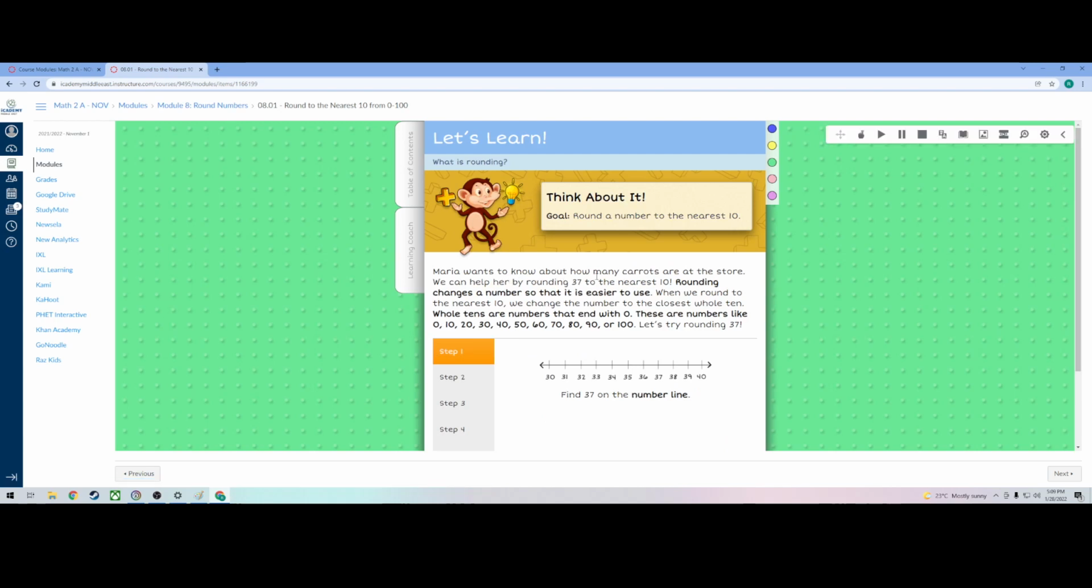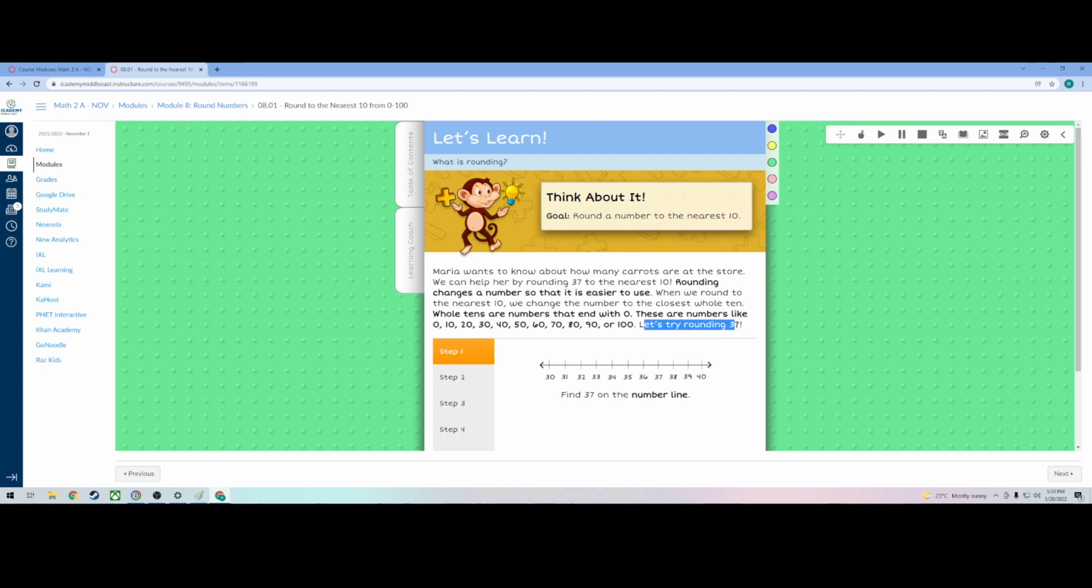Maria wants to know about how many carrots are at the store. We can help her by rounding 37 to the nearest 10. Rounding changes a number so that it is easier to use. When we round to the nearest 10, we change the number to the closest whole 10. What are the whole 10s, Baba, if you remember? 10, 20, 30, 40, 50, 60, 70, 80, 90. Those are whole 10s. So, see, from 0 to 100, those are the whole 10s.